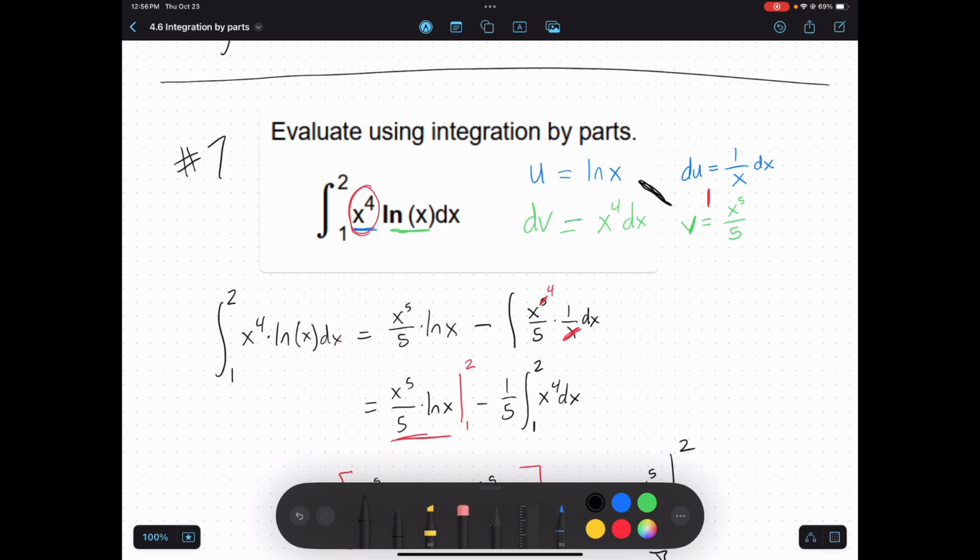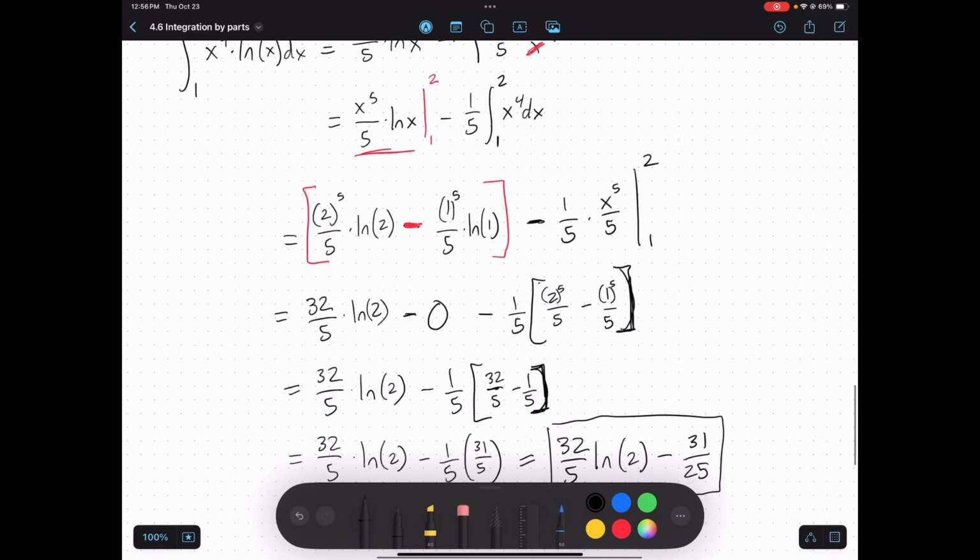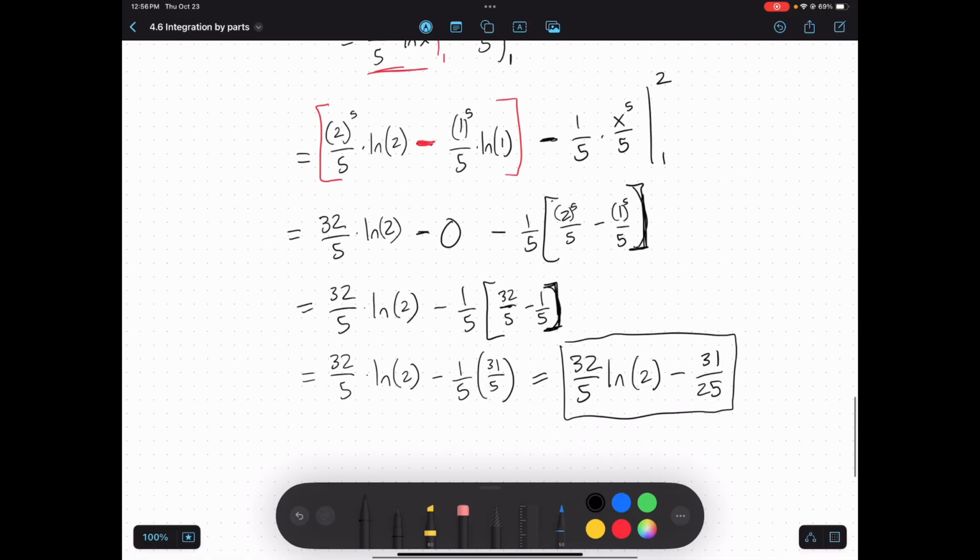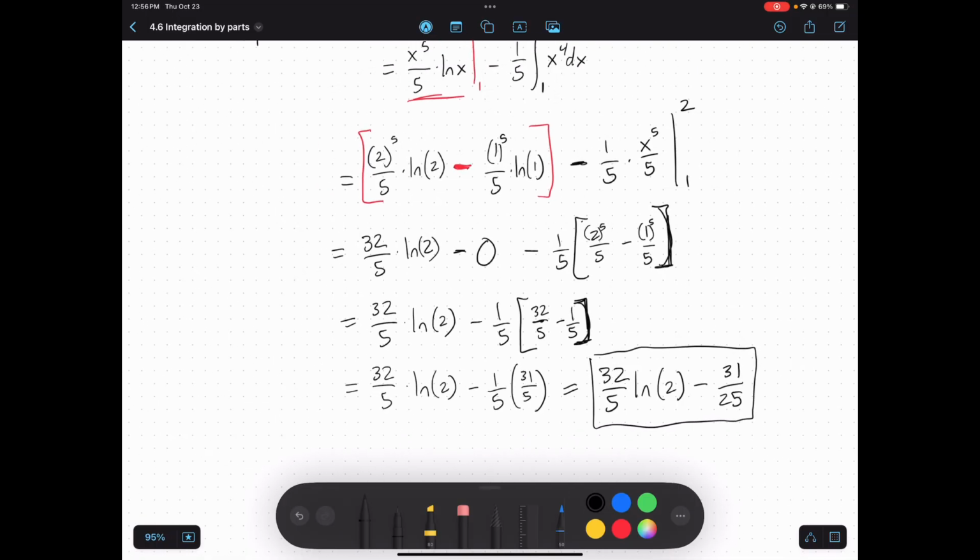So once again, I had to choose natural log of x as my differentiable function, but it ended up working out really nicely, and this kind of walked through how to evaluate it with bounds. Okay, let's look at the next problem.